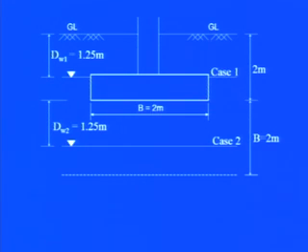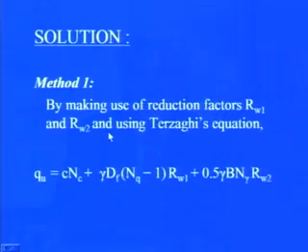Now, here there are two cases. When the water table is above the foundation, Dw1 is 1.25 meter. Another case, water table is below the foundation, Dw2 is 1.25 meter below the base level of the foundation. So, this is case 1, this is case 2. Now, in order to obtain this solution, we can use either method 1 or method 2. In method 1, we have seen that the water table correction factors Rw1 and Rw2 are determined, whereas in method 2, we go for the equivalent effective unit weight.